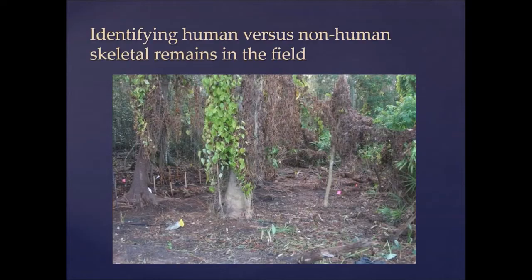Folks, welcome back. This is the last installment of our first unit. Today we're going to talk a little bit about identifying human remains versus non-human skeletal remains in the field. This will cover a few different things, including a little bit more in depth of what we hit on the first day, or I think it was the second lecture, where we talked a little bit about how we find remains in the field. So we're going to go into a little bit more detail on that. We're also going to talk a little bit about how we differentiate between human and non-human.